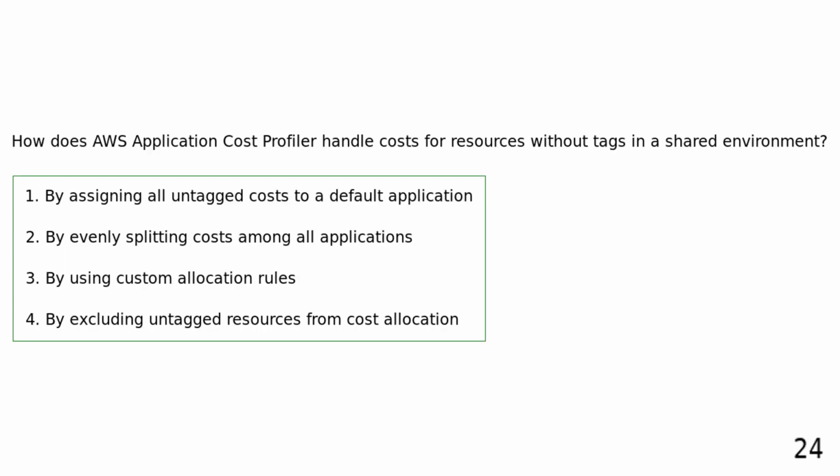How does AWS Application Cost Profiler handle costs for resources without tags in a shared environment? By assigning all untagged costs to a default application. By evenly splitting costs among all applications. By using custom allocation rules. By excluding untagged resources from cost allocation.